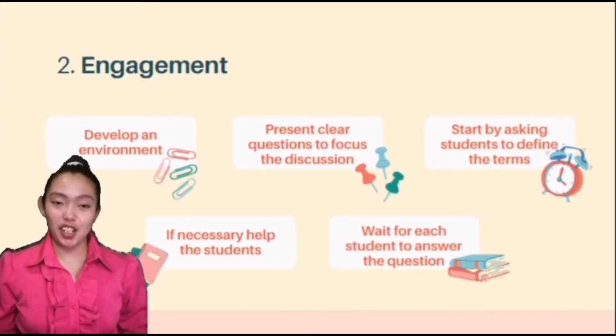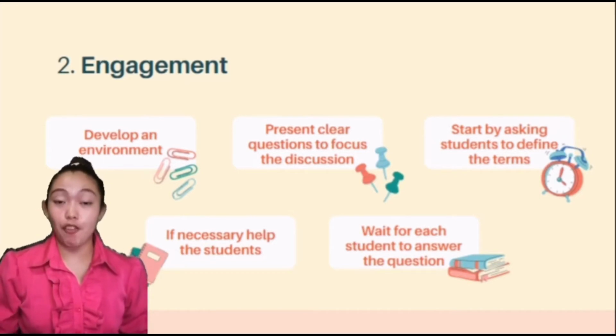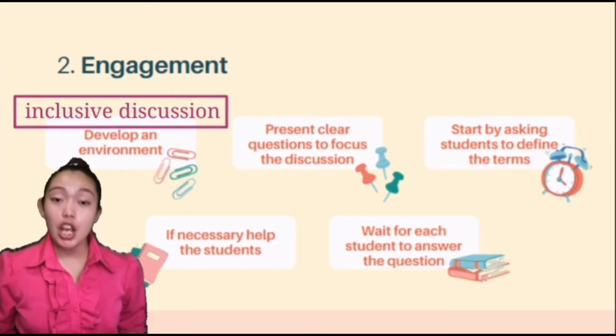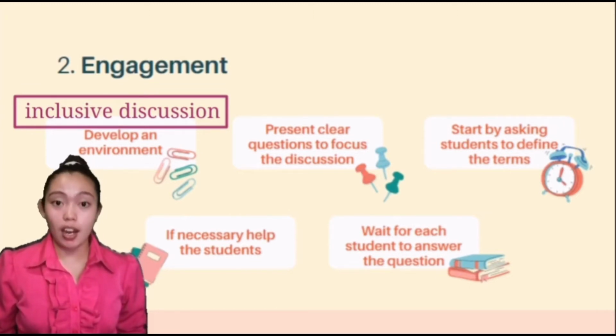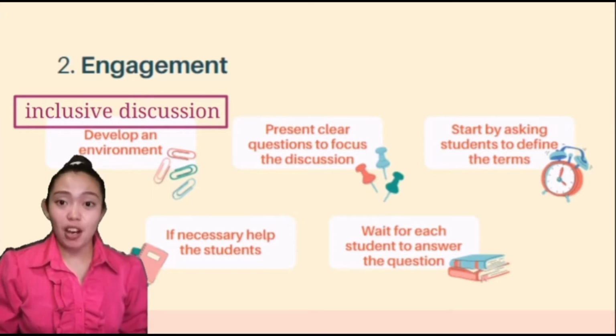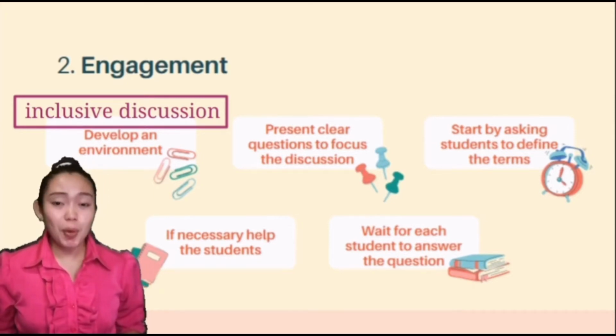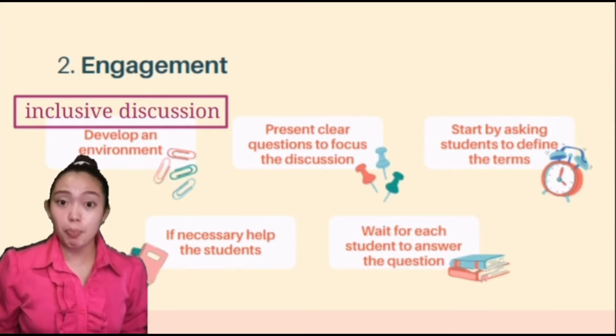Second is engagement. It includes developing an environment. You should create an inclusive discussion environment. Group members will be more likely to contribute to a discussion if they feel they are in a safe, comfortable environment. So what are strategies in making this possible?